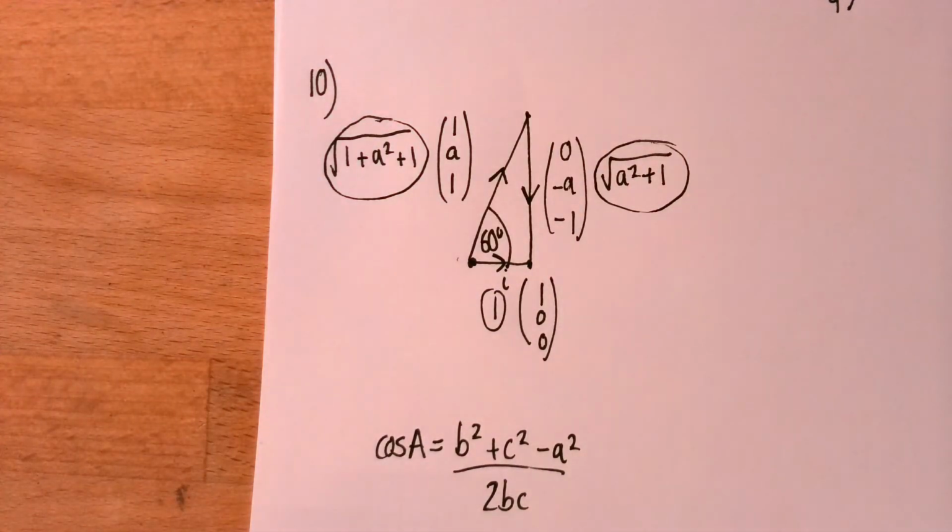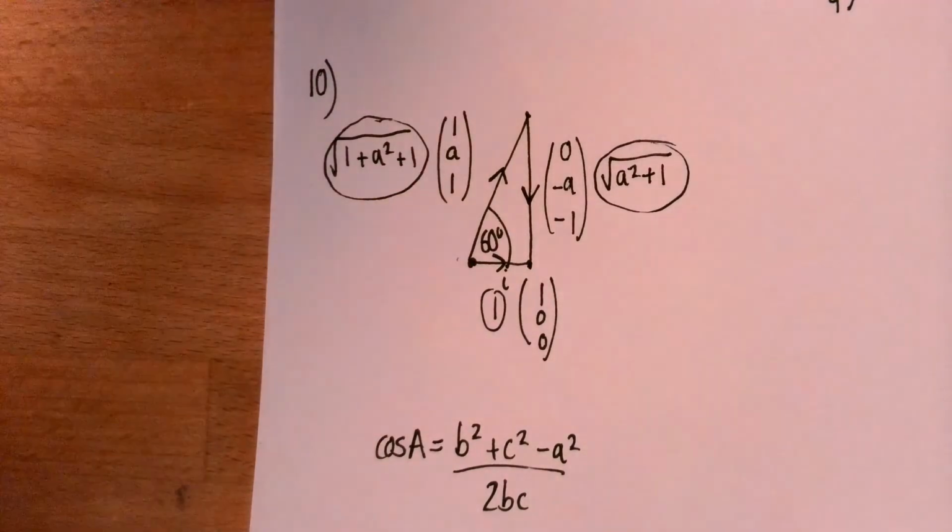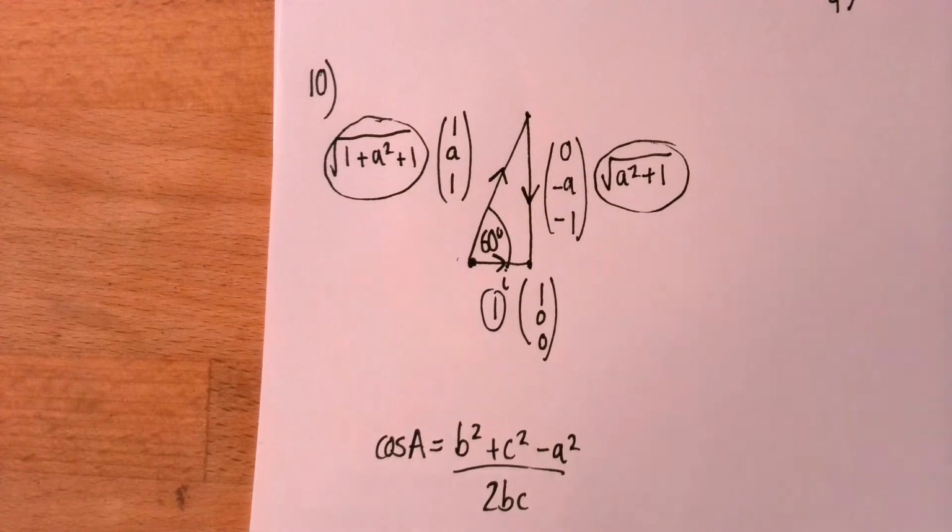And I'm going to either plug that into this, I know what cos 60 is, or I'm going to use the normal cosine rule, and we should be able to work out a. Just be careful, don't forget that this a here is not that a there, is it? So let's make sure we're clear.